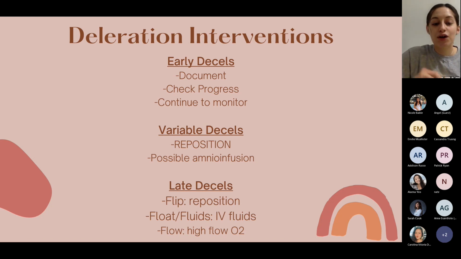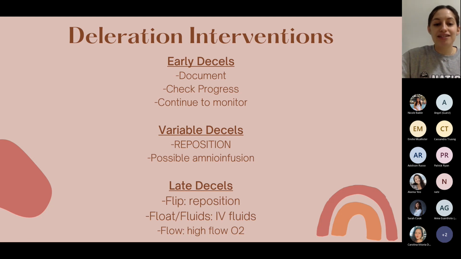Variable decels, you're going to reposition. One of the biggest tips that I can give you is if you see reposition as an answer choice, if something is wrong with the fetal heart rate, pick reposition first. You always want to do the least invasive, and the best thing that you can do is reposition and reevaluate. So if reposition is an answer choice, take it. And this can also end up leading to a possible amnio infusion, but probably not something they're going to ask you on the test. Just remember reposition.